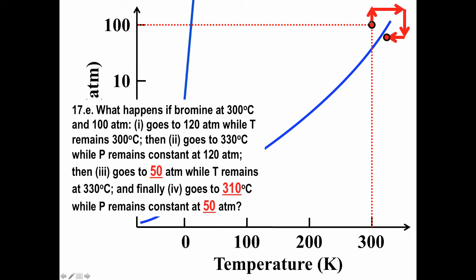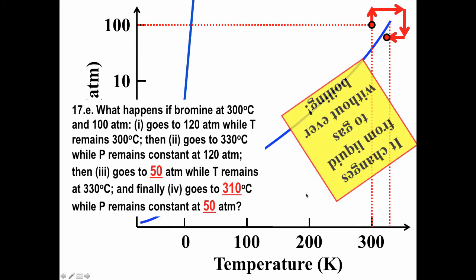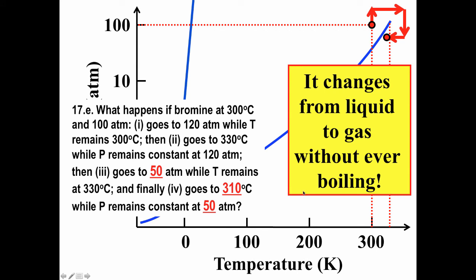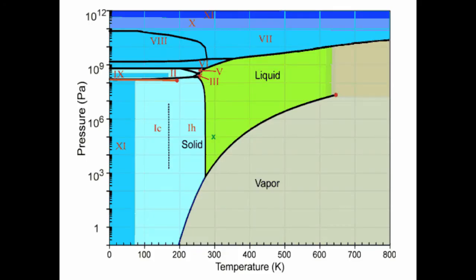But notice we got to the gas phase by this sort of circuitous route of bypassing, not going over the phase boundary, because the phase boundary ends there at the critical point. So what we ended up doing was going from liquid to gas without ever boiling, which again is pretty weird, but it happens.